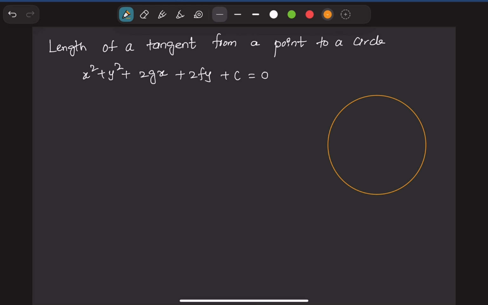So you have a circle like this, and from some given external point x1, y1, you are drawing a tangent to the circle. And let's say this is the point of tangency, and this is the center. Now, they are asking you to find out this length. Length of the tangent means the distance between the point of tangency and the external point.